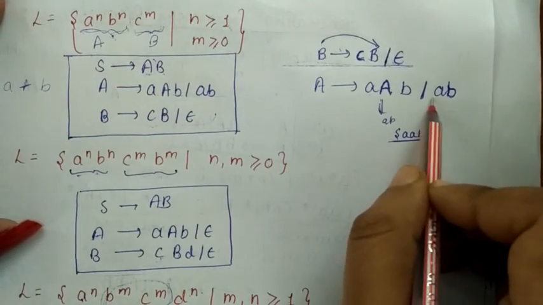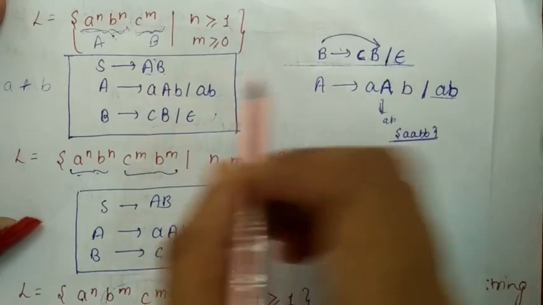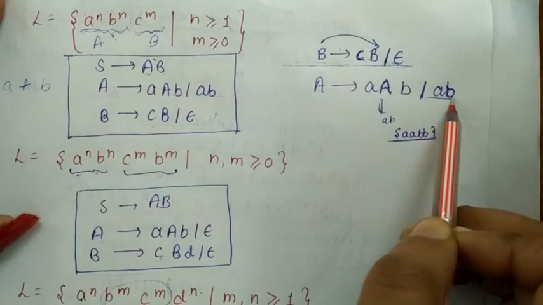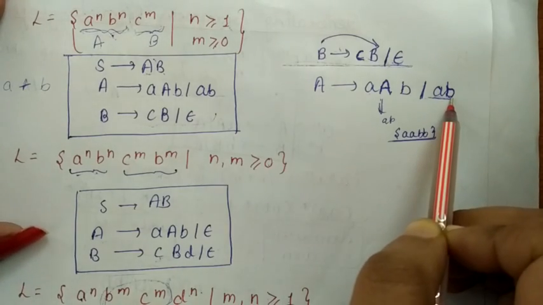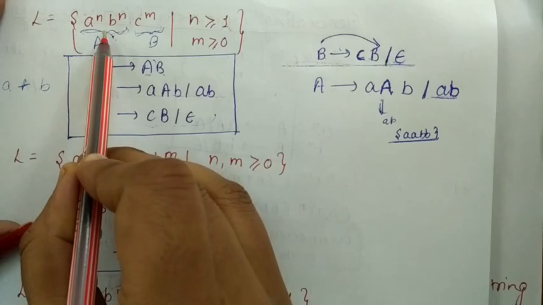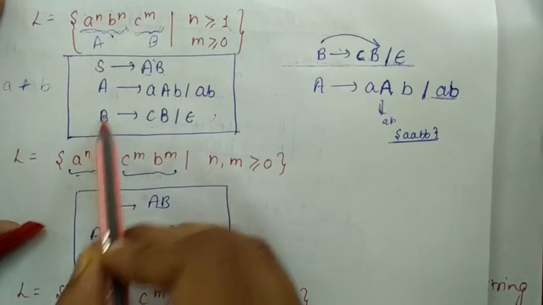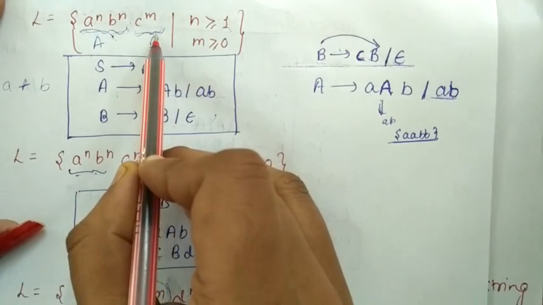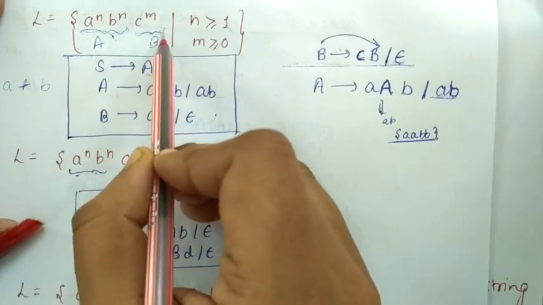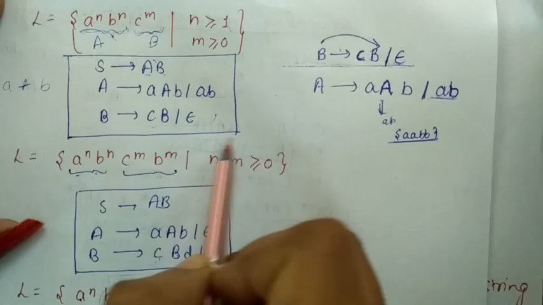Because the value of n is 1, that's why we have taken a minimum string AB here. Now this A represents A to the power n and B to the power n, and this B represents C to the power m. So the whole grammar will be this, where this represents A and this represents B.